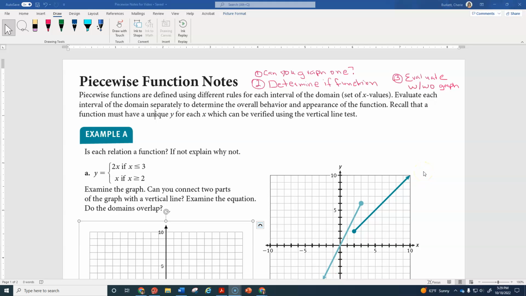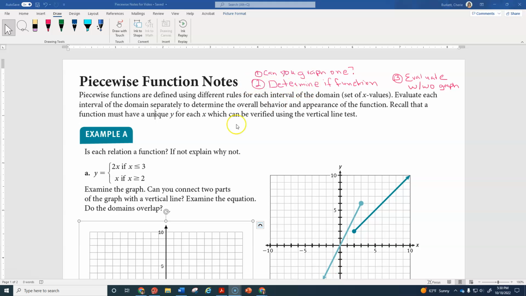For these piecewise function video notes, we are going to concentrate on these three questions. Can you graph a piecewise function? And when I ask can you graph one, I mean both by hand and by using technology, whether it's Desmos or the graphing calculator, and I'll show you how to do both.